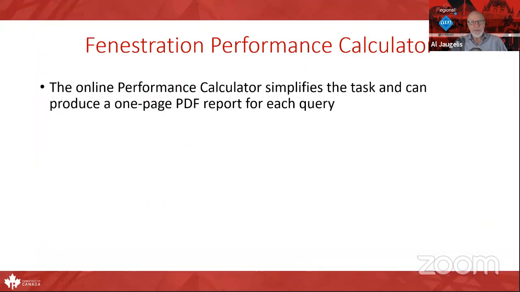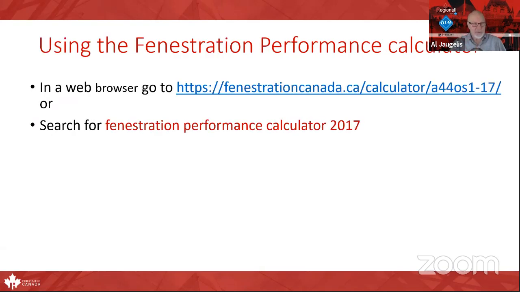The Fenestration Canada Performance Calculator can make this task easier for you. And the nice thing is it can produce a one-page PDF report summarizing your query or analysis that you can file with project documents. If you're a fenestration supplier, you can document what level of performance is required with a quote or some other document. Basically, it helps you to document your results.